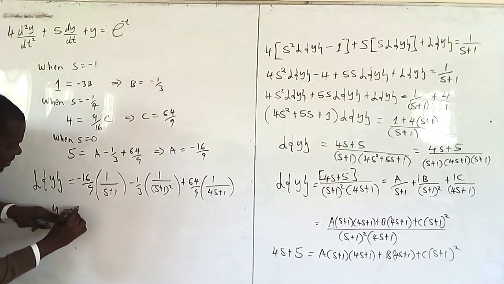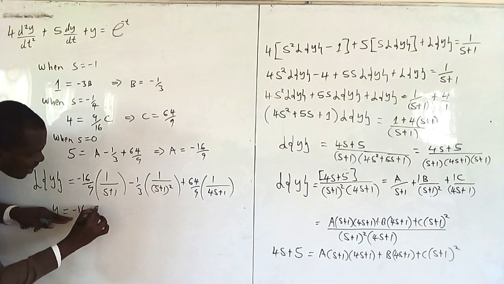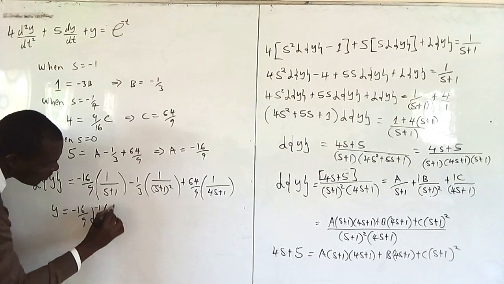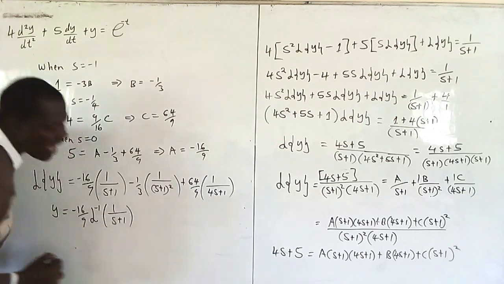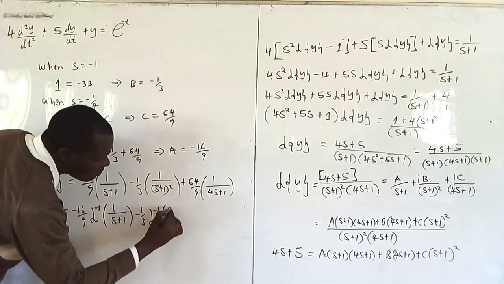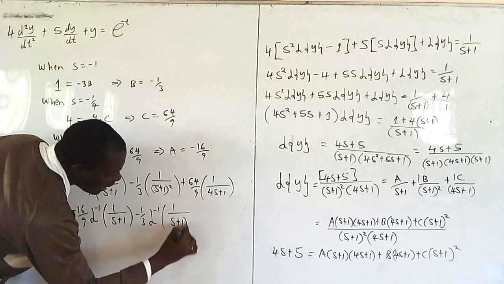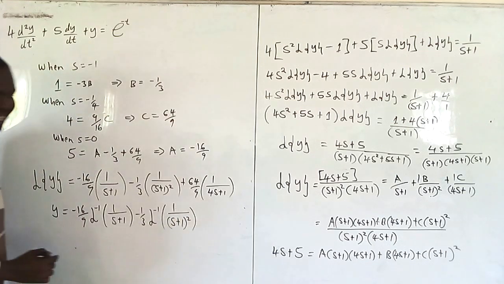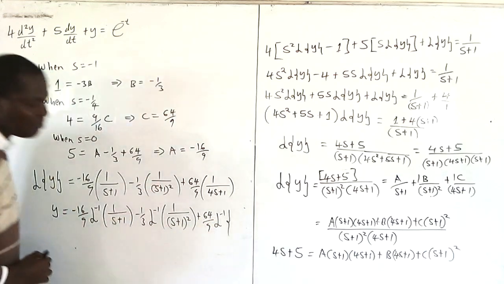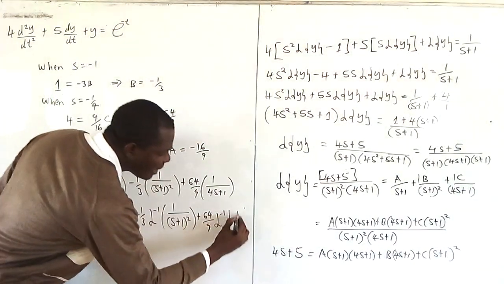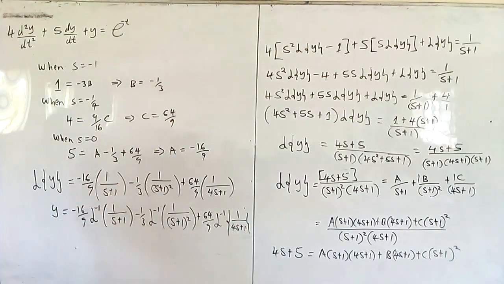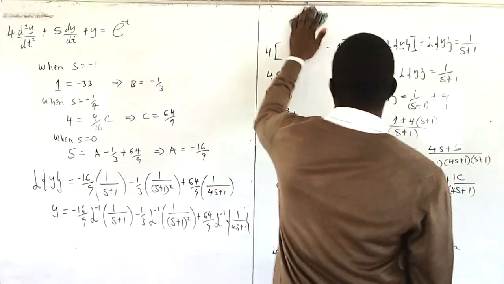You remain with y is negative 16 over 9, which is a constant, then it becomes Laplace inverse of 1 over s plus 1. Then negative 1 over 3, Laplace inverse of 1 over s plus 1 squared. Then plus 64 over 9, Laplace inverse of 1 over 4s plus 1. Can you deal with each and every part and tell me what's the answer?